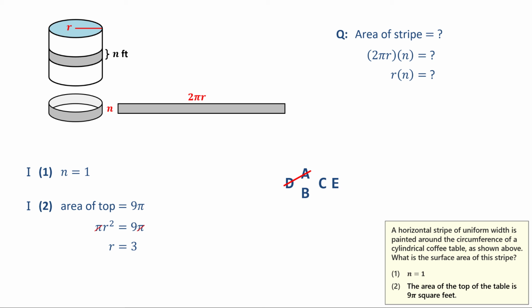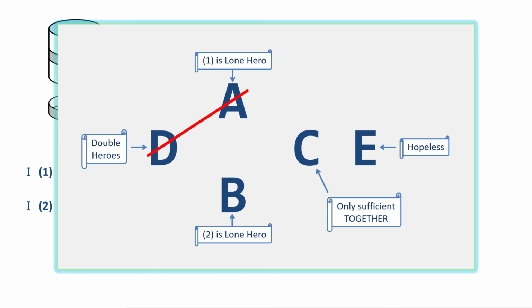Now that we have a verdict on statement 2, let's blow up our Dabsey grid and eliminate some answer choices. B is the one that says 2 is a lone hero. Clearly that's wrong, because 2 is insufficient. On the other hand, C and E are still possible, because they both say that the individual statements are insufficient. So for the moment, we can only cross out B.